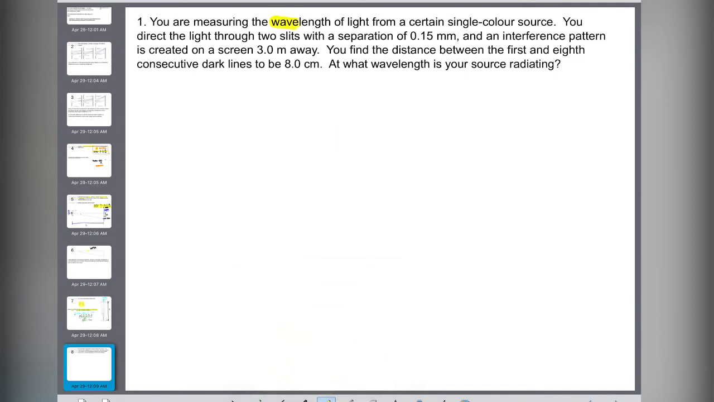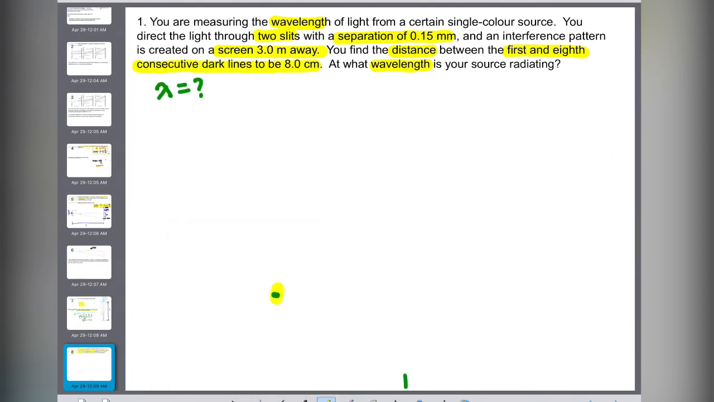You are measuring the wavelength of the light from a certain single color source. You direct the light through 2 slits, so I know this is a double slit experiment, with a separation of 15.15 millimeters, and an interference pattern is created on the screen 3 meters away. You find the distance between the first and the 8th consecutive dark line to be 8 centimeters. What is your wavelength? Okay, so wavelength is lambda. That is what I'm looking for.